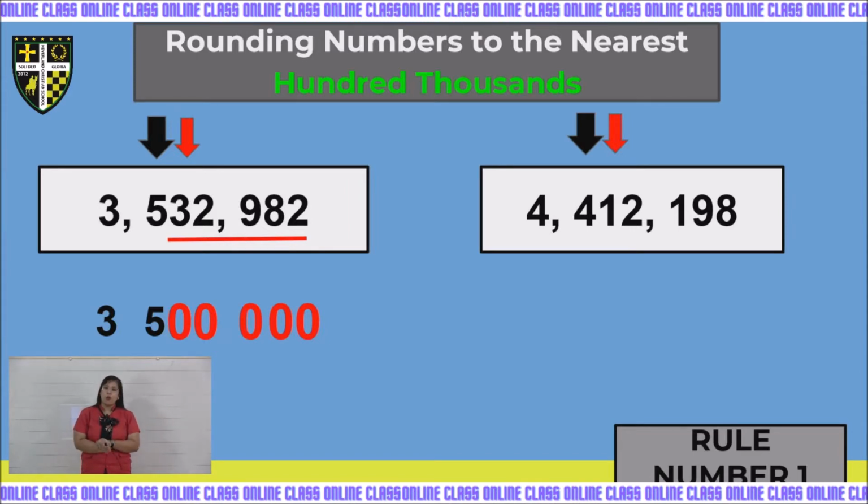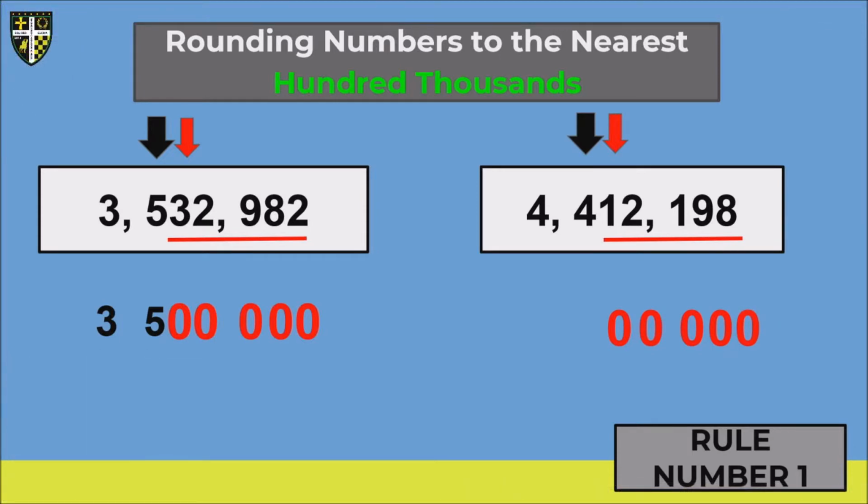So it is 1. And 1 is less than 5, so we will just drop 1 as 0 and the remaining digits going to the right. So again, kids, the underlined digits, we will make them zeros. And we will just copy the digit in the 100,000 place, which is 4. And we will just copy also the digit before 4. And we have the answer 4,400,000.